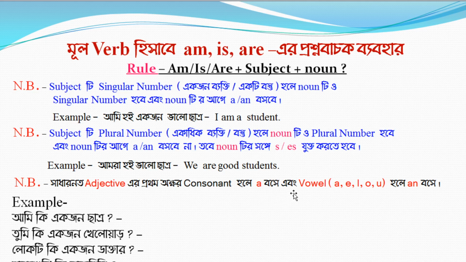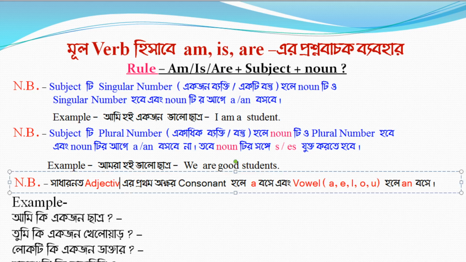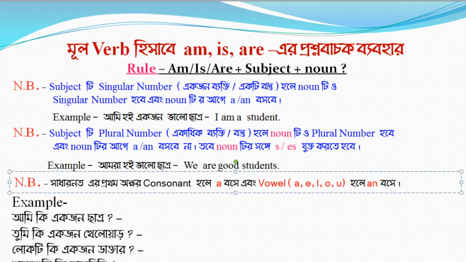If you find a consonant, you have to use just a, and if you find a vowel, then you have to use an.